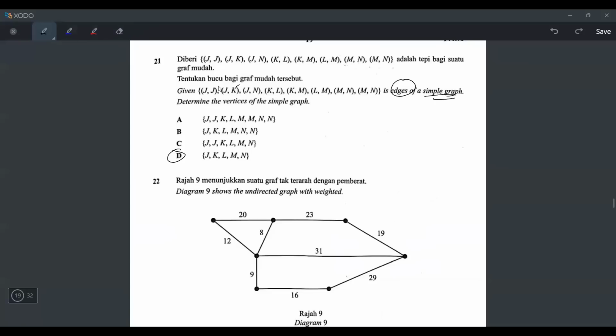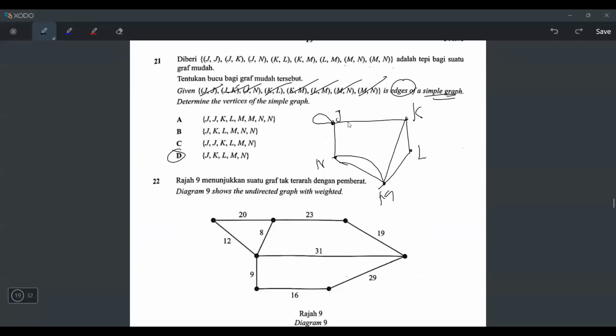Let's try to draw. The first edge is JJ. Let's say this is one of the dots, the vertex, and JJ means it goes out and then comes back into J. This is a loop. And then J to K is the second edge. And then J to N, it's here. And then K to L, let's say it's here. And then K to M, let's make M here. And then L to M. And then M to N. And then M to N again. So this is a multiple edge. So M to N again like this. So this is how the graph looks.